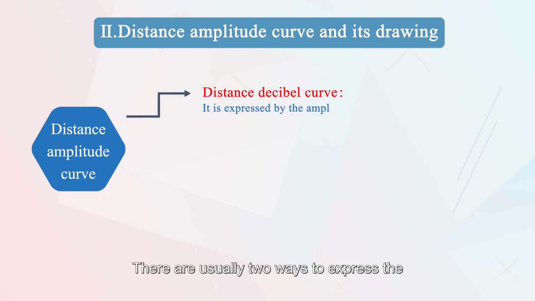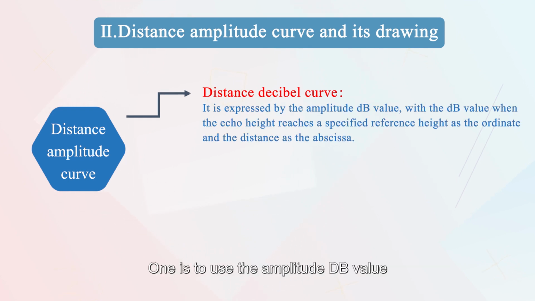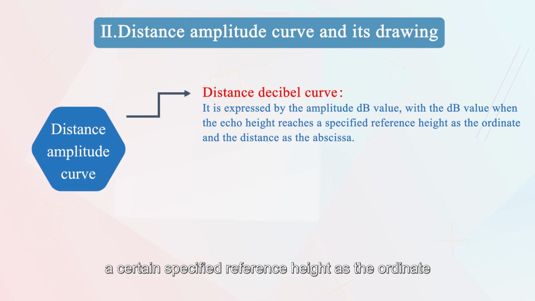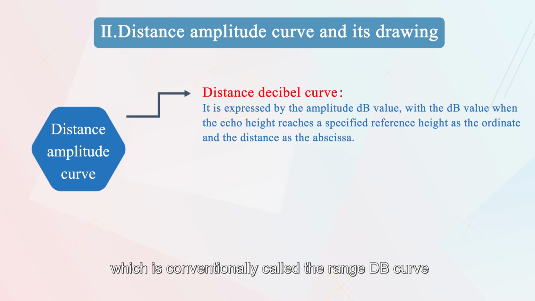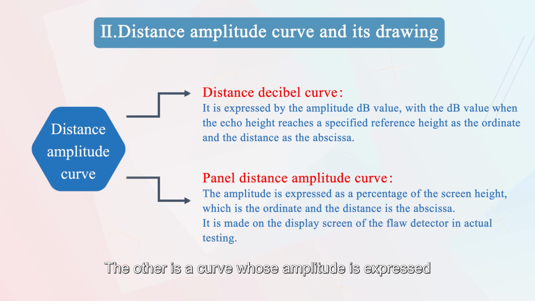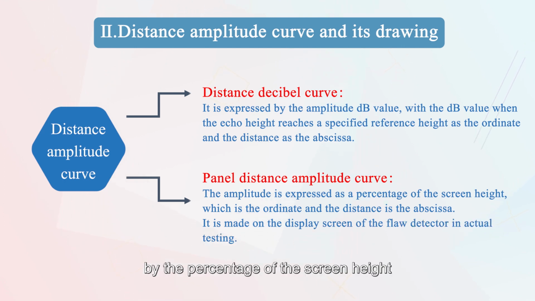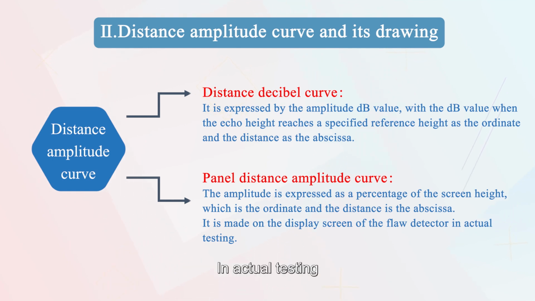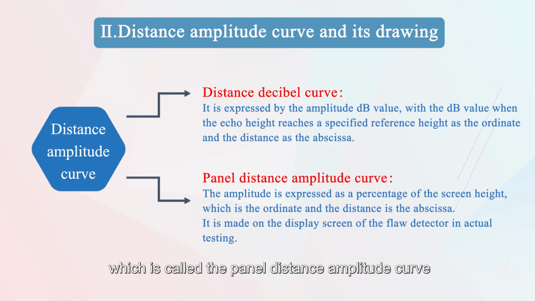There are usually two ways to express the distance amplitude curve. One is to use the amplitude dB value, which takes the dB value at which the echo height reaches a certain specified reference height as the ordinate and the distance as the abscissa to make the curve, which is conventionally called the distance dB curve. The other is a curve whose amplitude is expressed by the percentage of the screen height as the ordinate and distance as the abscissa. In actual testing, it is made on the flaw detector display screen, which is called the Pano distance amplitude curve.